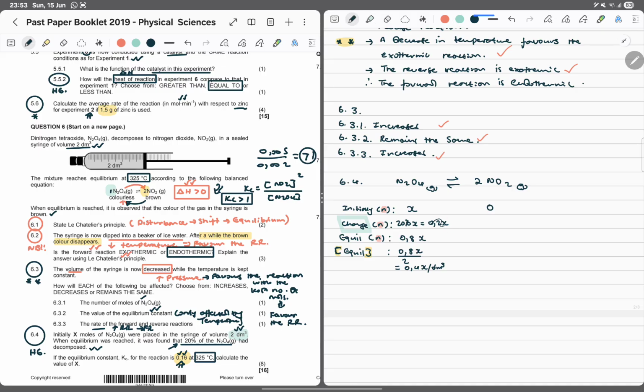Now, if we changed by 0,2x, then we double this. It's going to be 0,4x, right? 1:2. Then on the product side, we add 0 plus this, which is going to give us 0,4x. And the concentration is going to be 0,4x divided by 2, which would give us 0,2x per dm cubed. So guys, this is very, very important to do.